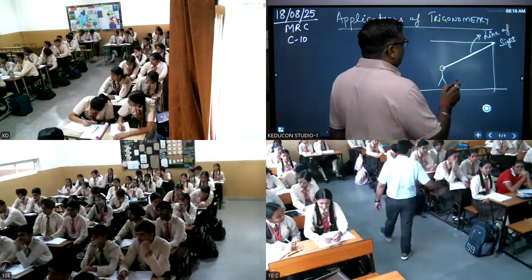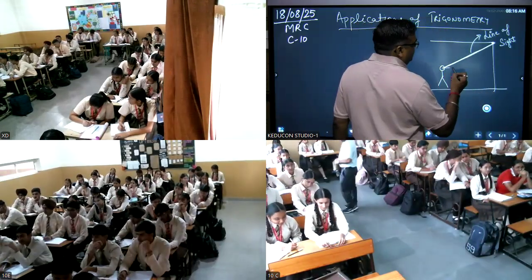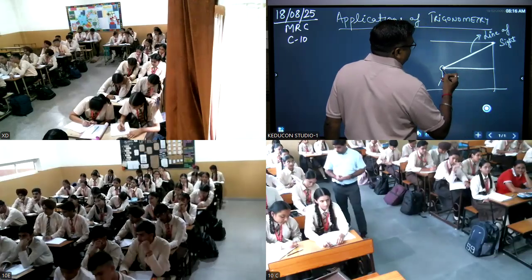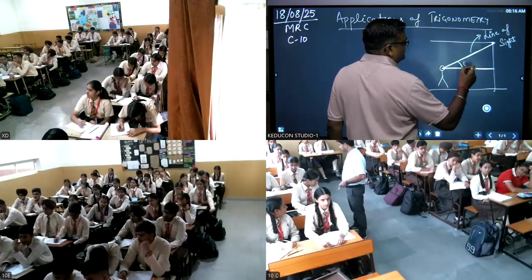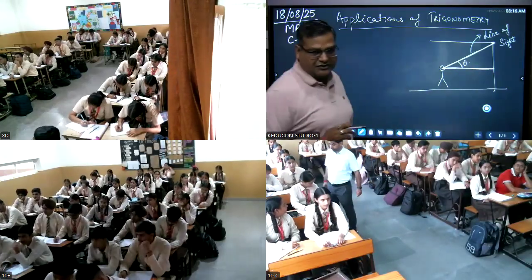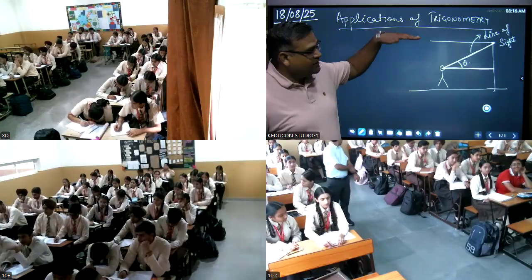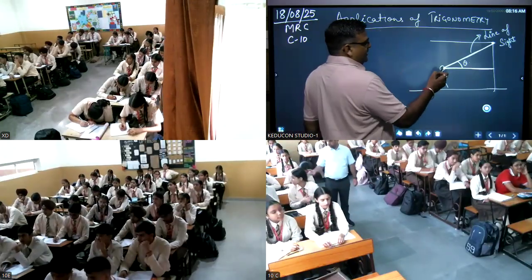And the angle this line makes with the horizontal. Now this will be the horizontal. This angle is known as angle of elevation. Angle of elevation.